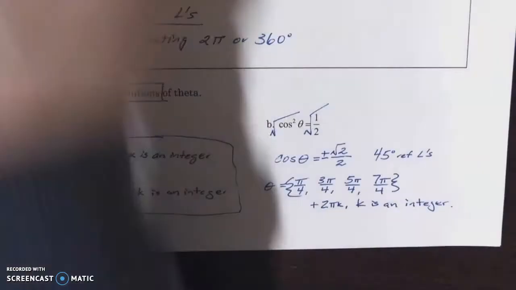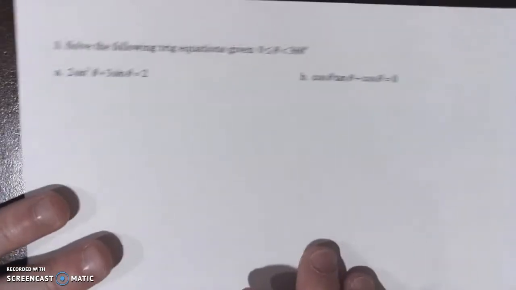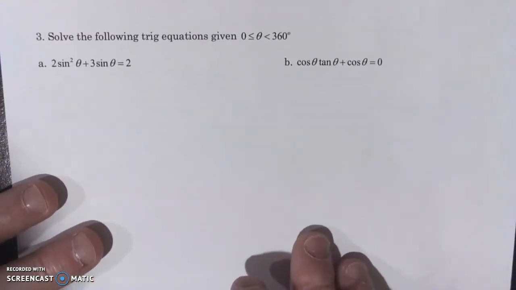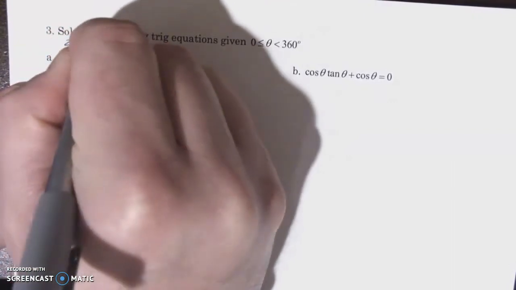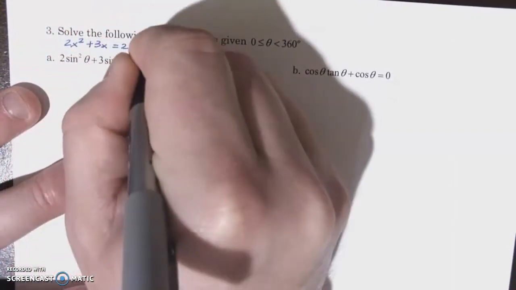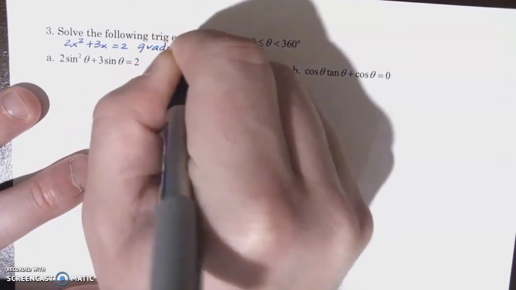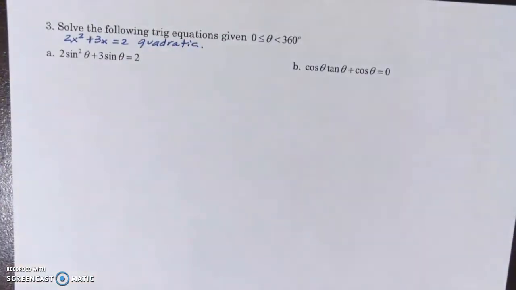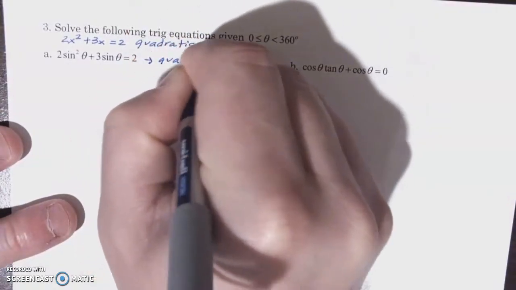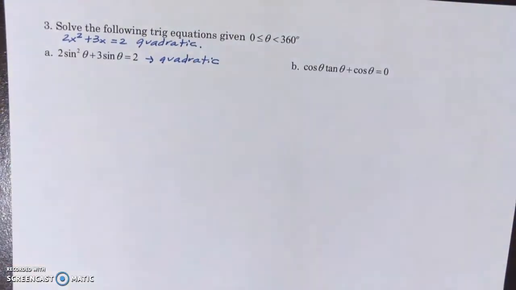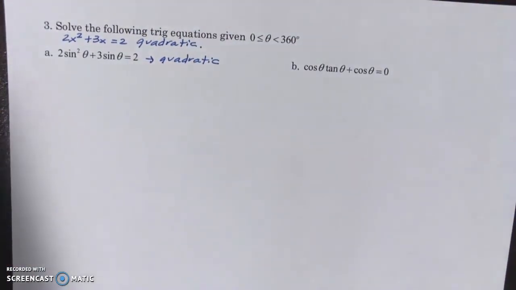All right, let's turn the page. I promised you some higher level algebra that we'll need. Here it comes. Just like 2x squared plus 3x equals 2 is called a quadratic equation, where you would want to set equal to 0 and factor, this is also a quadratic equation. Check out the similarities. Instead of an x, there's a sine.